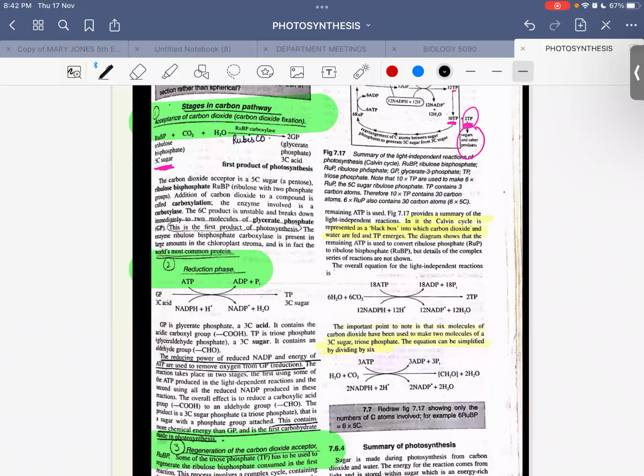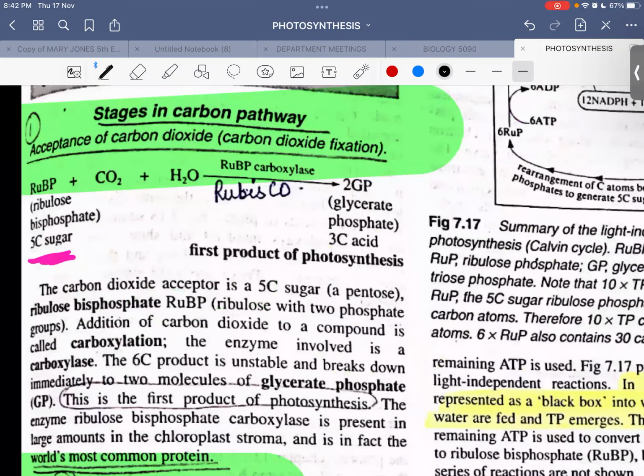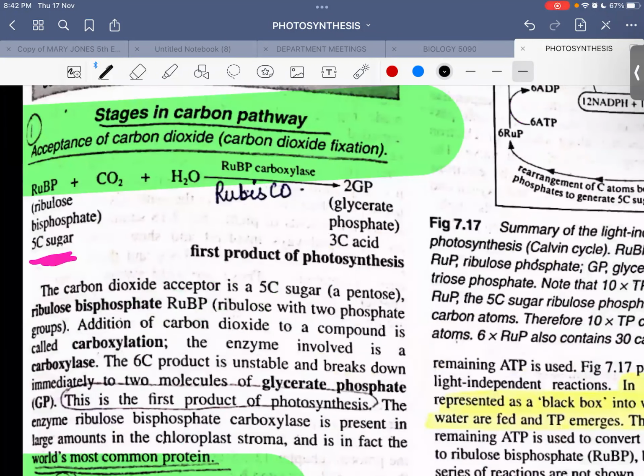The first stage is the acceptance of carbon dioxide. The carbon dioxide is combined with ribulose bisphosphate, RuBP. So we're adding the CO2, which is 1 carbon, to our RuBP, which is 5 carbon.